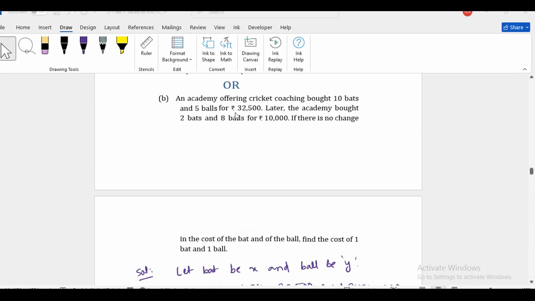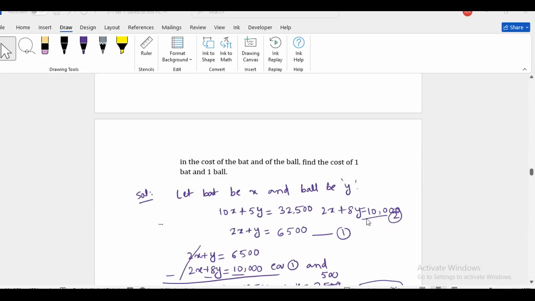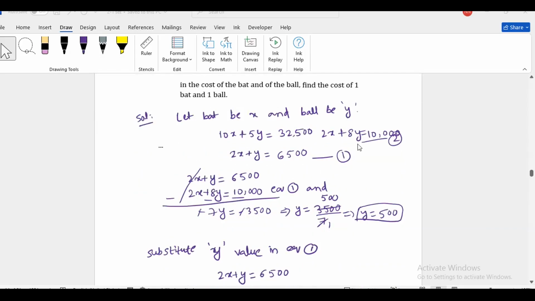From the first, 10 bats and 5 balls are for 32,500, that is 10x plus 5y is equal to 32,500. Take 5 as common, so 2x plus y is equal to 6,500. That is the first equation. According to the question, the second equation is 2x plus 8y is equal to 10,000. Now solve equations 1 and 2: 2x cancels. Minus 7y is equal to minus 3,500, so y is equal to 500.